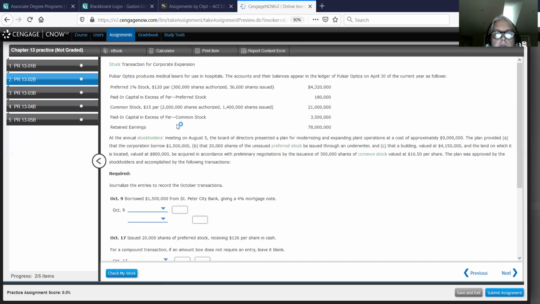And common stock works basically the same way. Paid-in capital in excess of par on common stock is an adjunct account. It's going to add to the par value of the common stock. So 21 million plus 3,500,000, the total of that is going to be what we actually sold the common stock for.